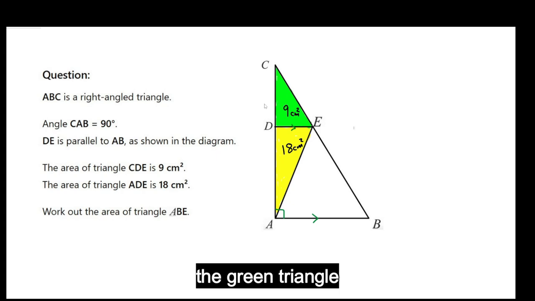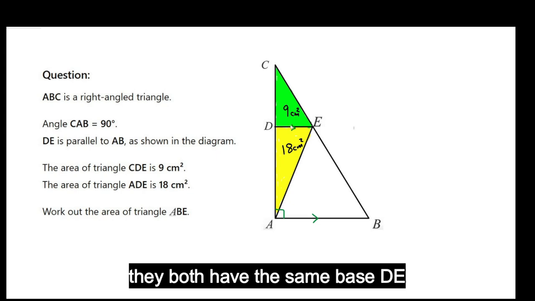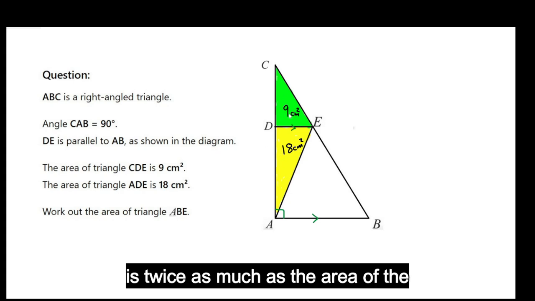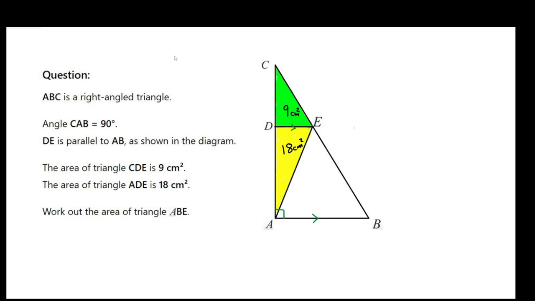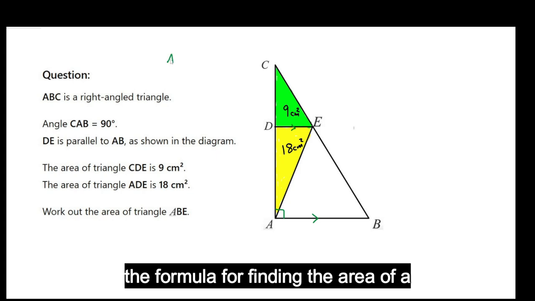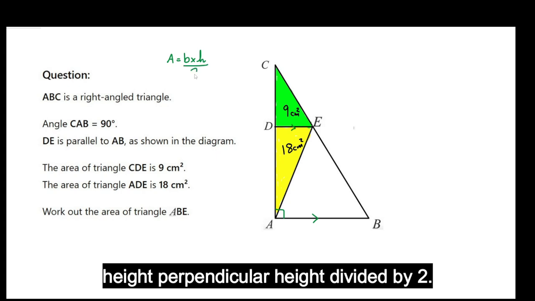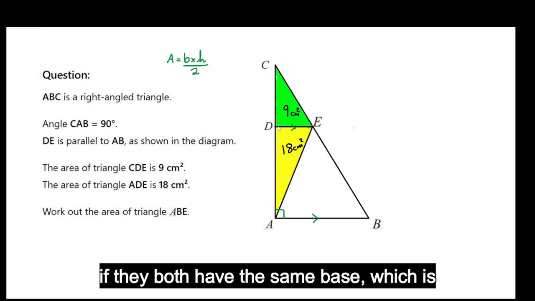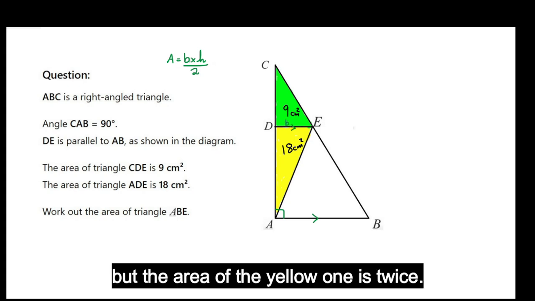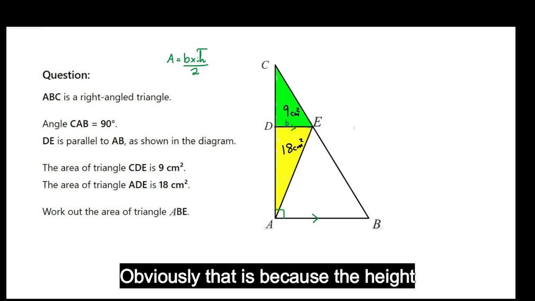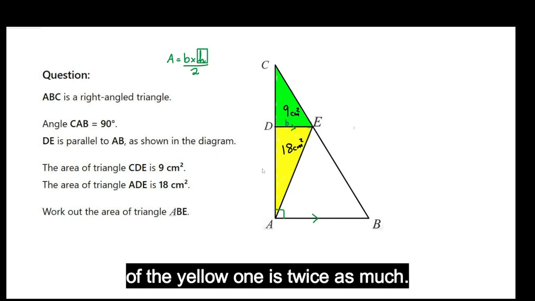Now, the green triangle and the yellow triangle both have the same base, DE. But I can clearly see the area of the yellow triangle is twice as much as the area of the green triangle. Now remember guys, the formula for finding the area of a triangle is base times perpendicular height, divided by 2. If they both have the same base, but the area of the yellow one is twice, obviously that's because the height of the yellow one is twice as much.